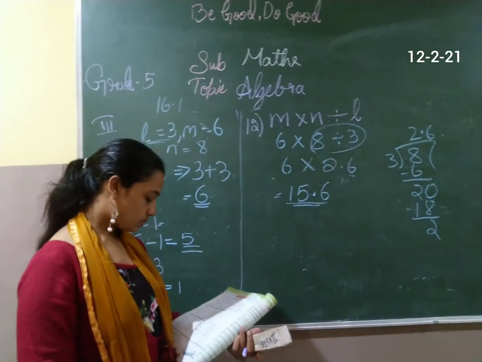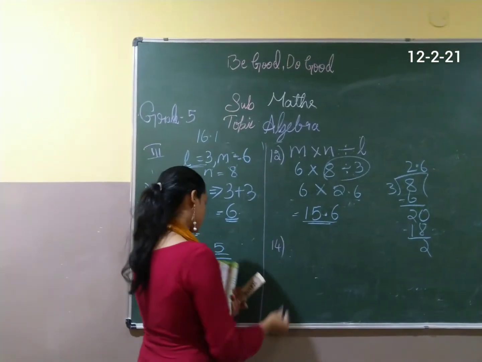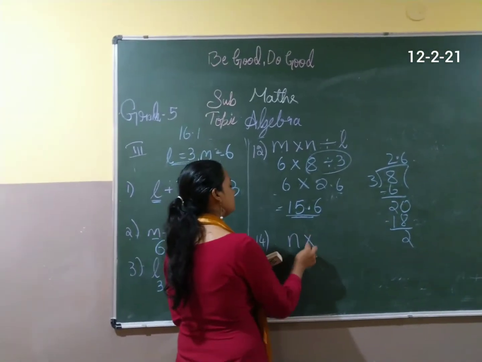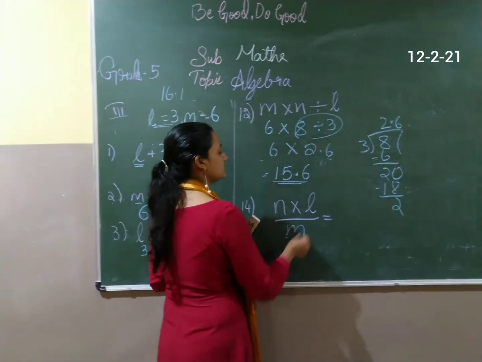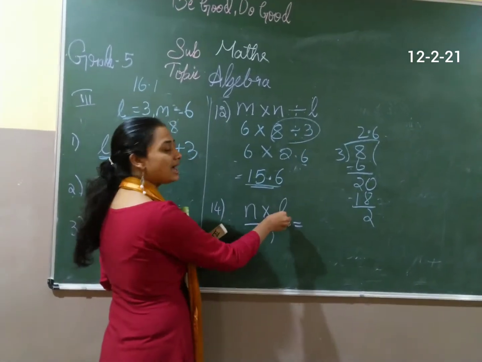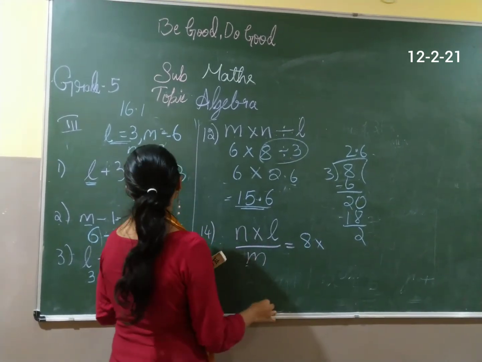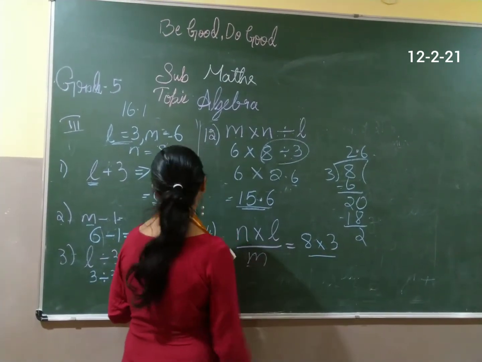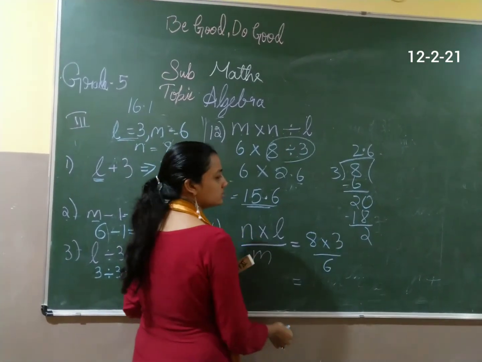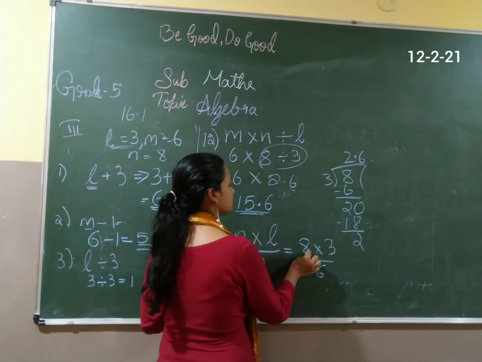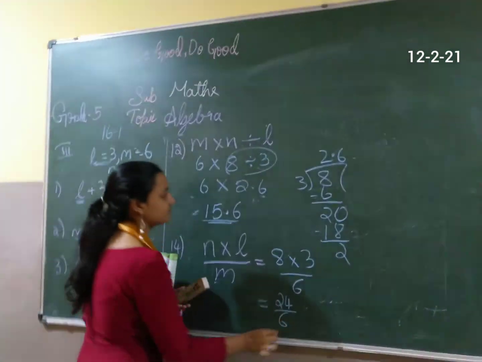So let me show you one more like that. I will take the 14th one here. N into L divided by M. So first write the numbers in the place of the alphabet. N is 8 into what is L? 3 divided by 6. So first you multiply both in the numerator. You get 8 3s are 24 divided by 6.